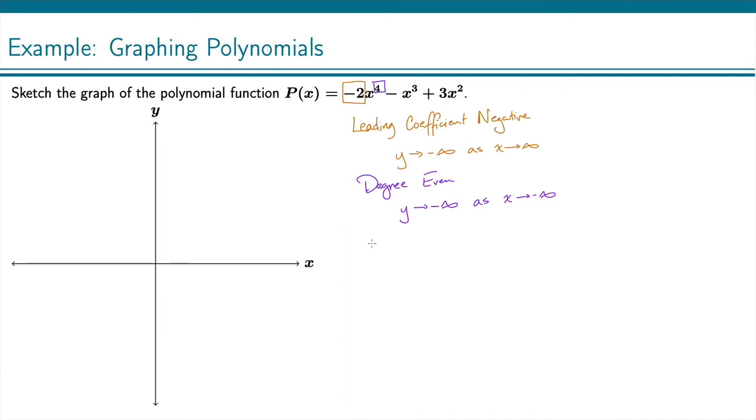Okay, then we need our factored form of our polynomial. So I'm going to start off by pulling out an x squared, which each of these has in common. And I don't like having a leading negative, and so I'm going to actually pull out a negative x squared. Okay, and we're left with 2x squared plus x minus 3.